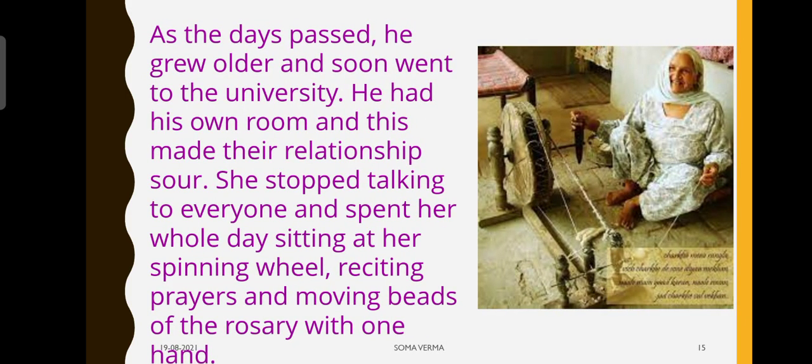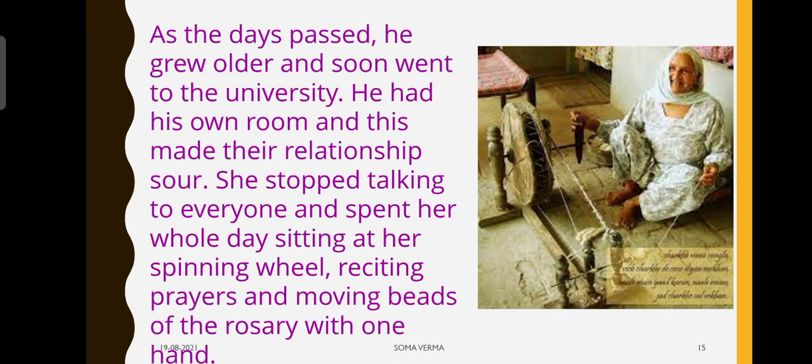As the days passed, he grew older and soon went to the university. He means author Khushwant Singh. He had his own room, and this made their relationship sour because they were disliking each other now, and they were not able to understand each other now, and the generation gap was becoming very apparent now, very clear now.